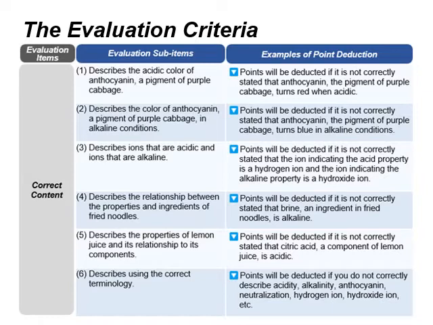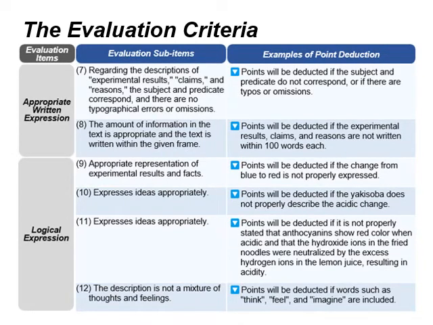In addition, the comment evaluation was also attached to the evaluation score. This is the evaluation criterion for correct content of an item. This is the evaluation criteria for the items appropriate written expression and logical expression. Using the evaluation criteria, we engaged in peer evaluation activities in which learners scored and commented on the discussion description.